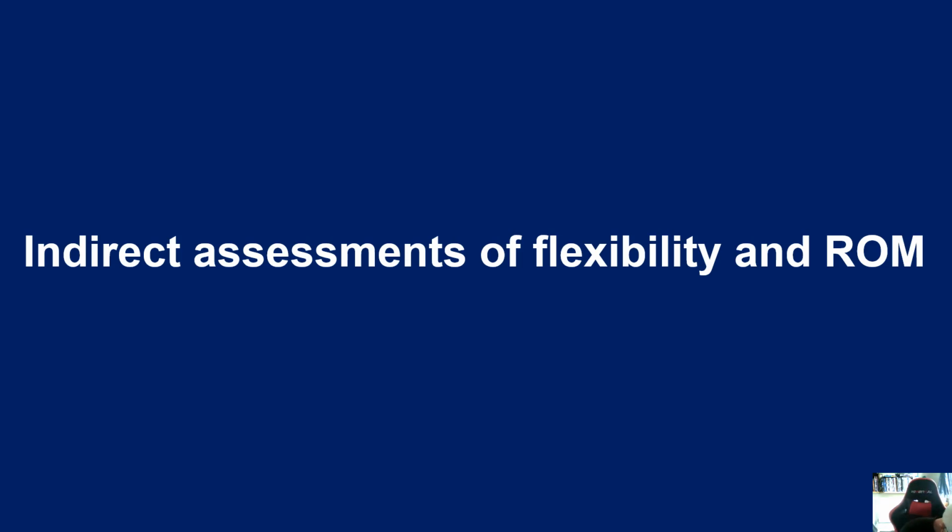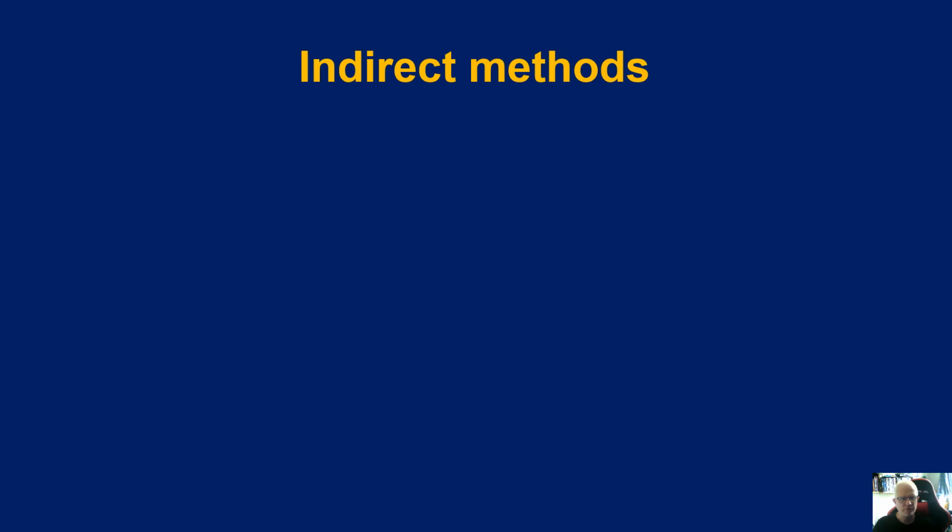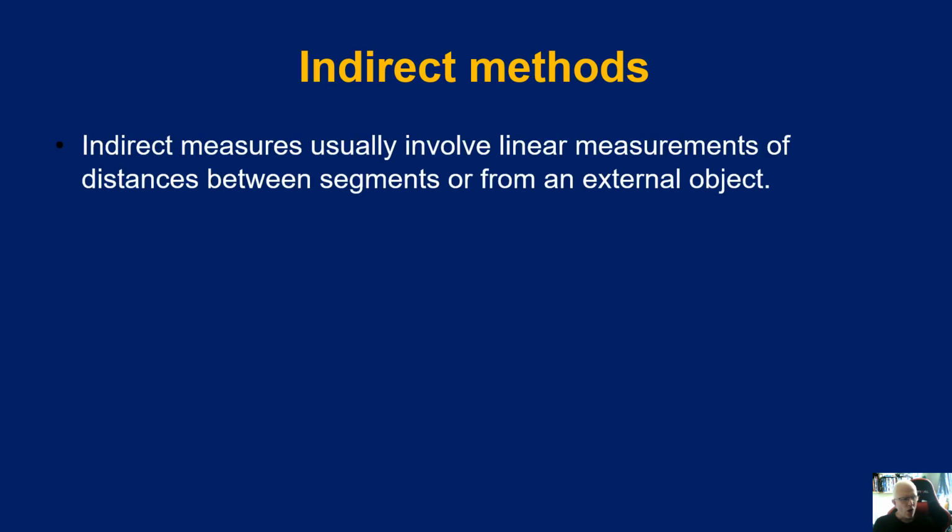So we've dealt with the rationale. Now let's start to think about how we can go about assessing this in the context of validity and reliability. We're going to start with indirect assessments of flexibility, which are the most commonly used tools within the exercise sciences. Well, what are they? Indirect measures usually involve linear measurements of distance between segments, or from an external object.